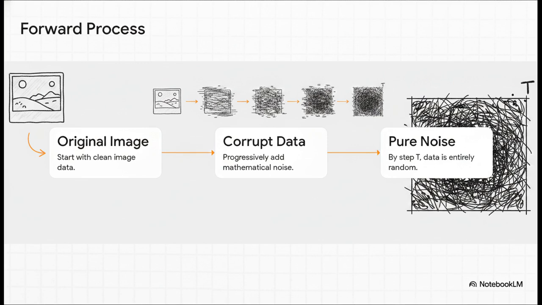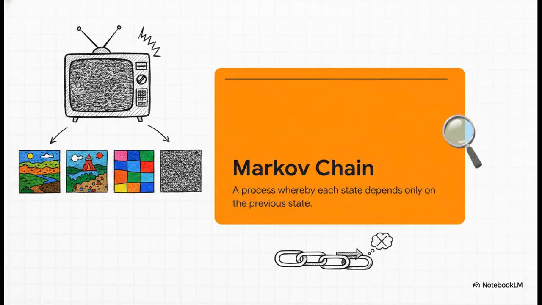By the time you reach the final step, which researchers usually call step T, there's absolutely nothing left of the original image. It is entirely random, pure static noise. What's really interesting here is the specific mathematical mechanism driving this controlled corruption. It's called a Markov chain. A Markov chain is simply a process where each state depends only on the state right before it.